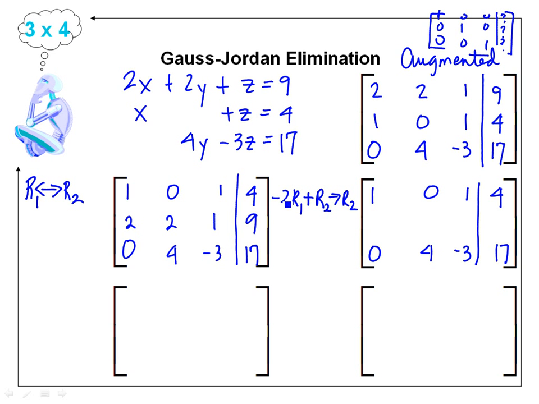So let's do -2 times row 1 and add it to row 2. We get -2 plus 2 is 0. -2 times 0 is 0 plus 2 is 2. -2 times 1 is -2. Add it to 1, -1. And -2 times 4 is -8. And add it to 9 is 1.